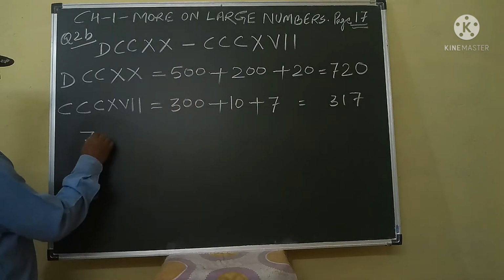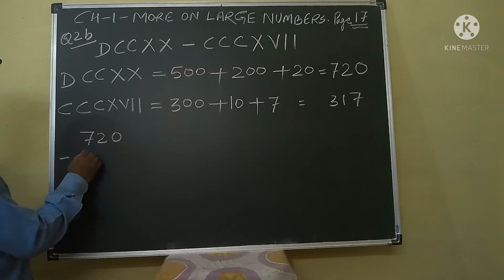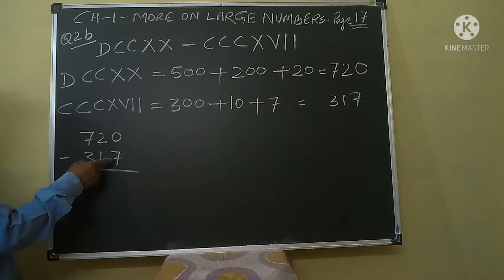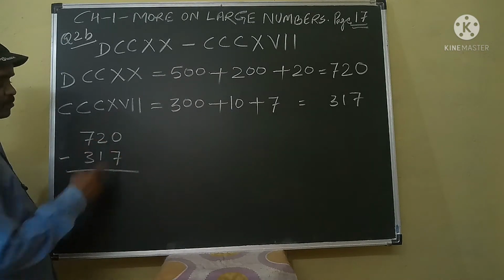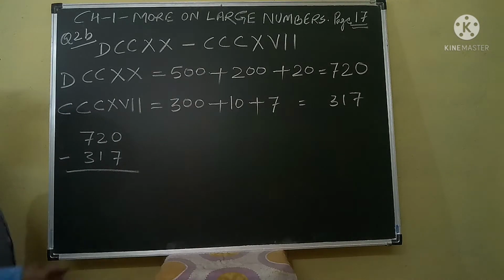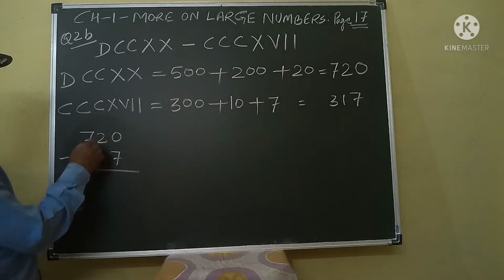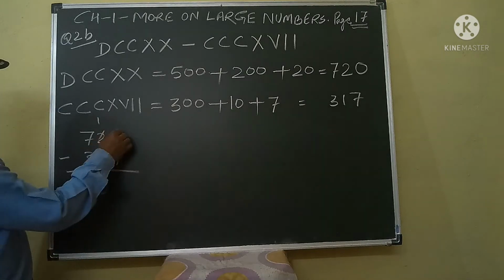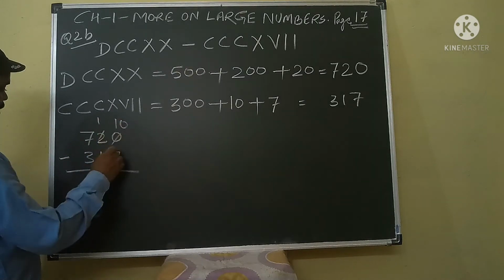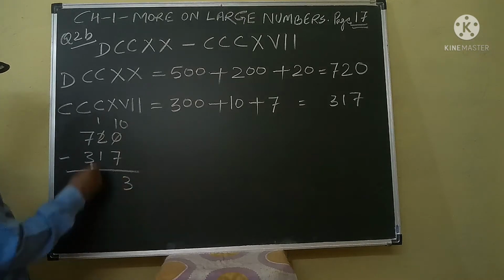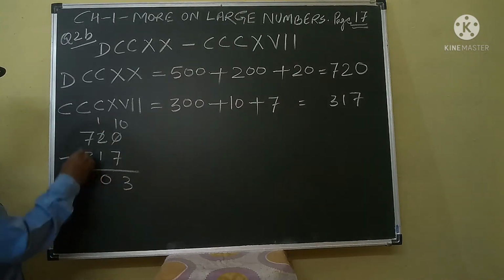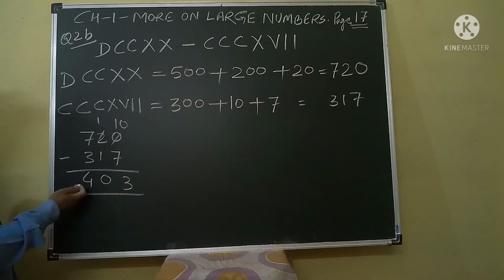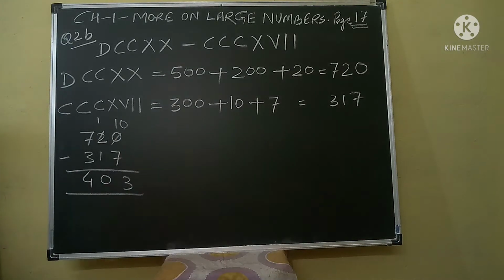Look here. 720 minus 317. We cannot subtract 7 from 0. So what will we do? We borrow one from 2. 2 is converted to 1 and 0 is converted to 10. 10 minus 7, 3. 1 minus 1, 0. 7 minus 3, 4. 403. It is your incomplete answer.